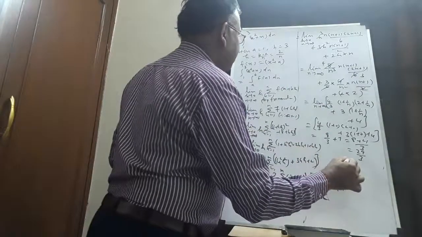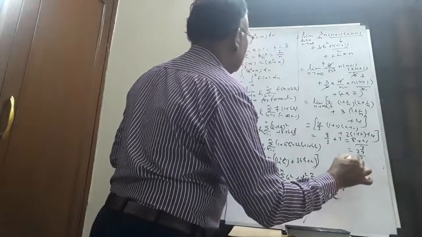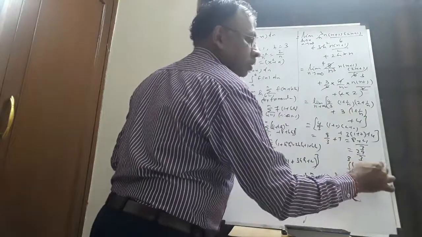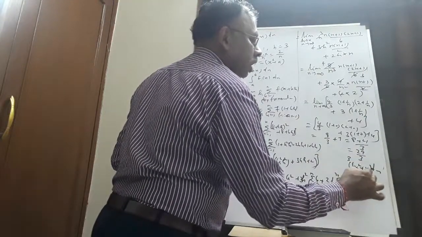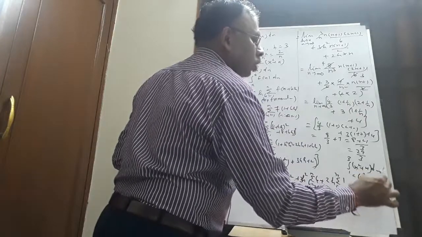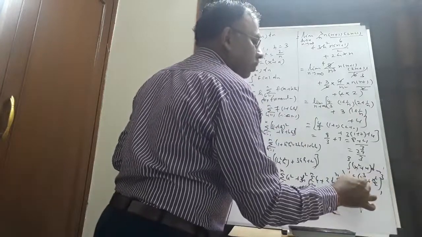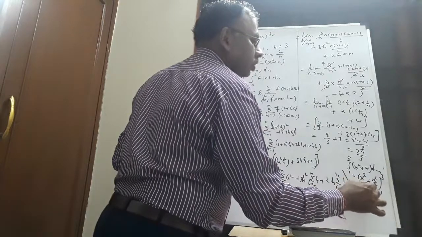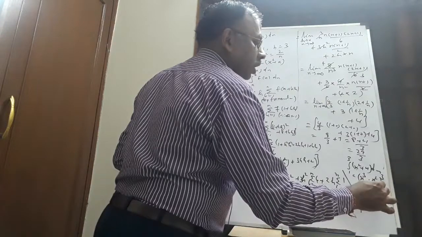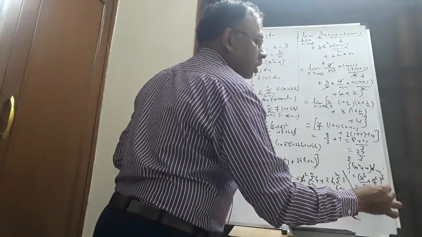Therefore, let me just check the answer. Integral 1 to 3 of x square plus x dx. Okay, now I'll write this as x cube by 3 plus x square by 2, from 1 to 3. Let me apply the upper limit. What do I get? 27 by 3 plus 9 by 2 minus 1 by 3, minus 1 by 2.